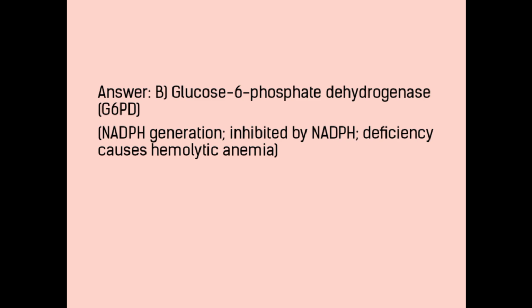When there's a deficiency of it, it causes hemolytic anemia. Why? Because this enzyme helps to maintain and to reduce the level of oxidation of red blood cells. When there's excess oxidation, the red blood cell tends to lyse and break down due to excess oxidative stress.